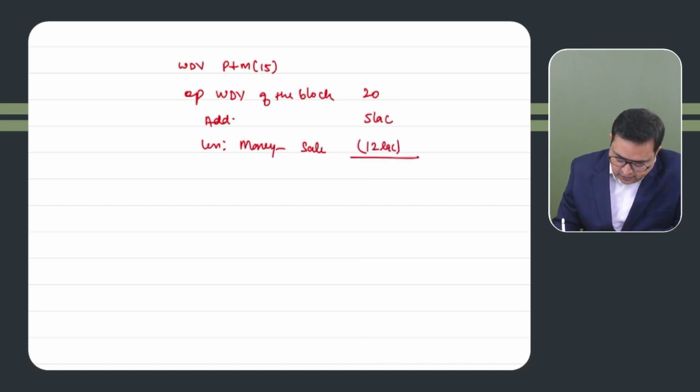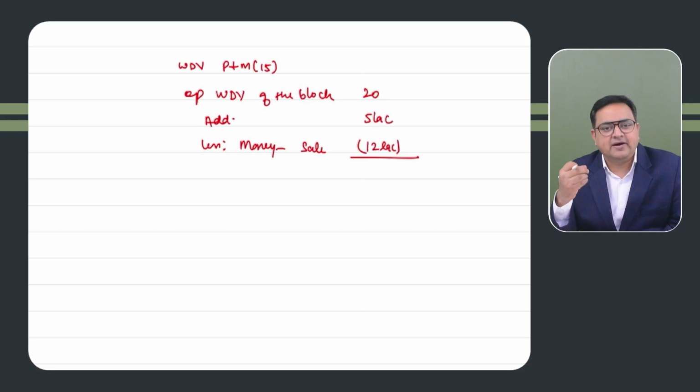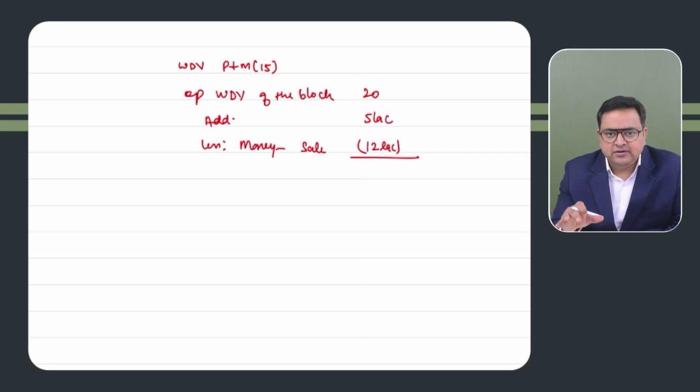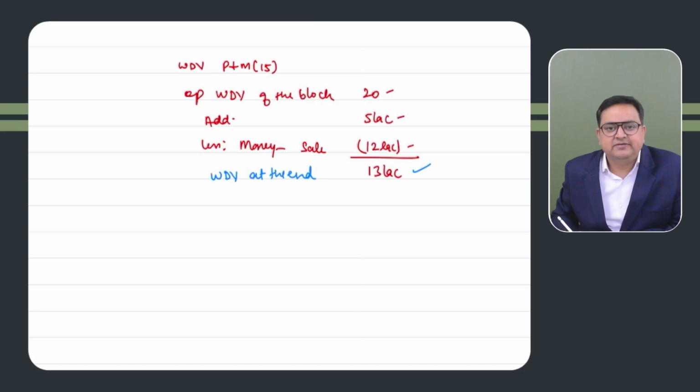Now, first of all, see whether you have the block physically or not. So let's say only some of the machines are sold, only part of the block is sold. So we know that we have the assets available in our block. So physically the block should exist and the value should also exist. So 20 lakh is the opening value. Additions during the year is 5 lakh. Less money received on sale is 12 lakh. So 20 plus 5 minus 12, it is 13 lakh. So this is called WDV at the end for charging depreciation. You'll be charging depreciation on 13 lakh.